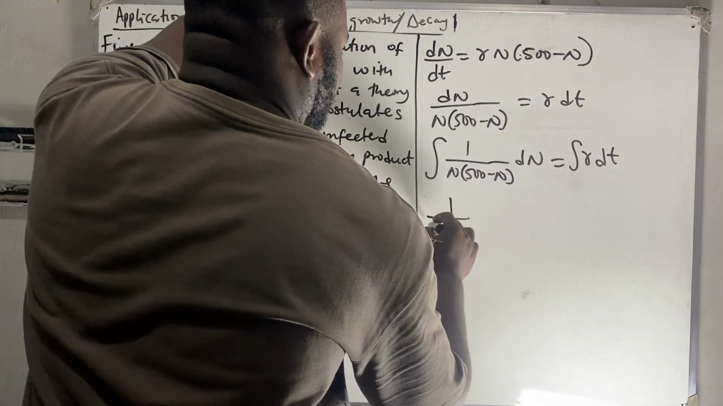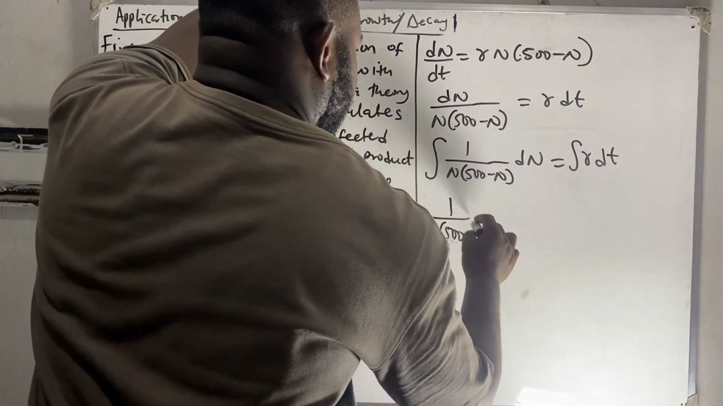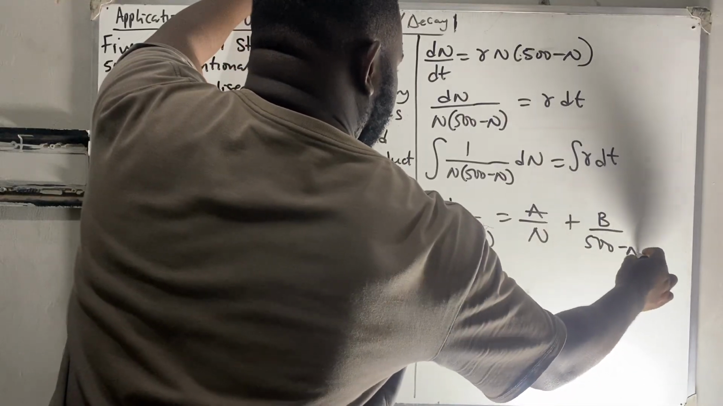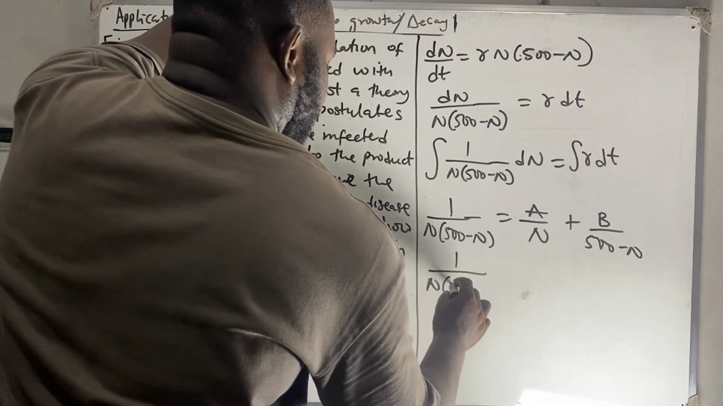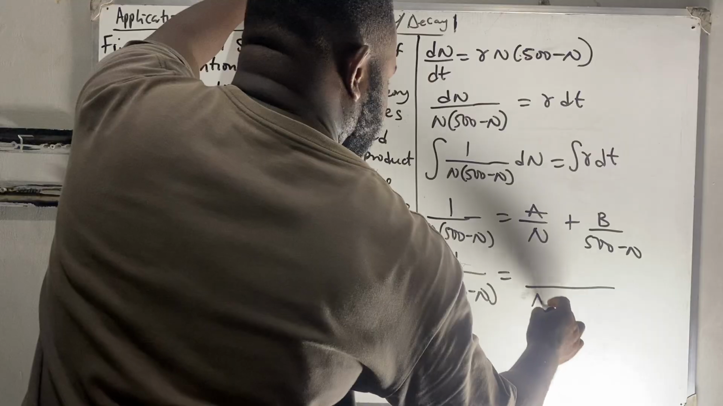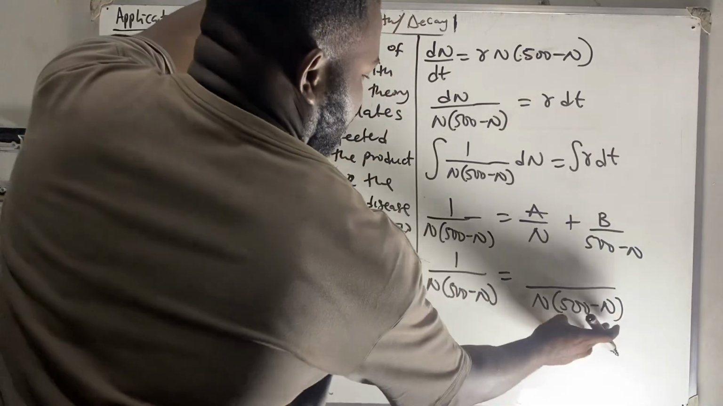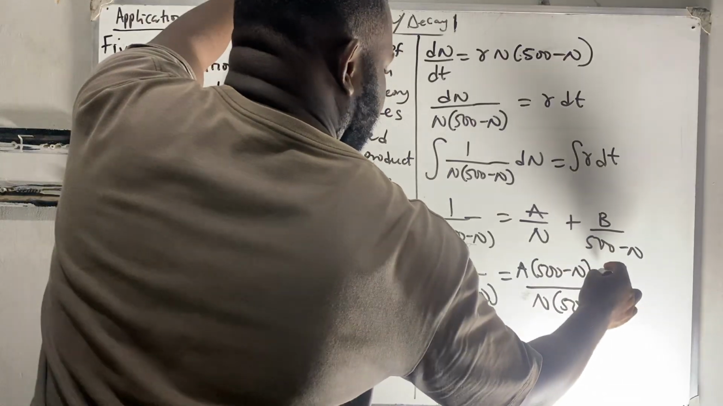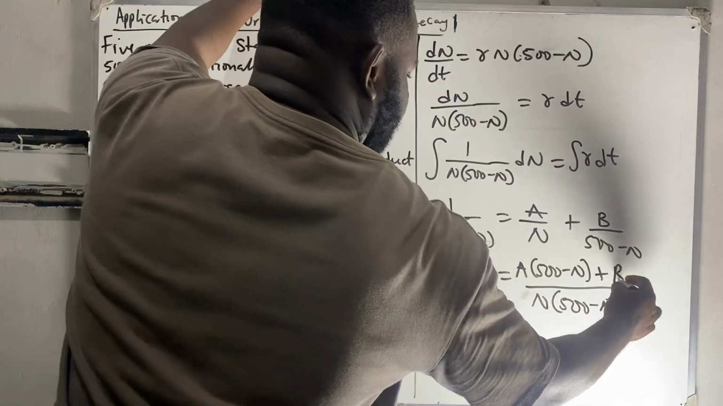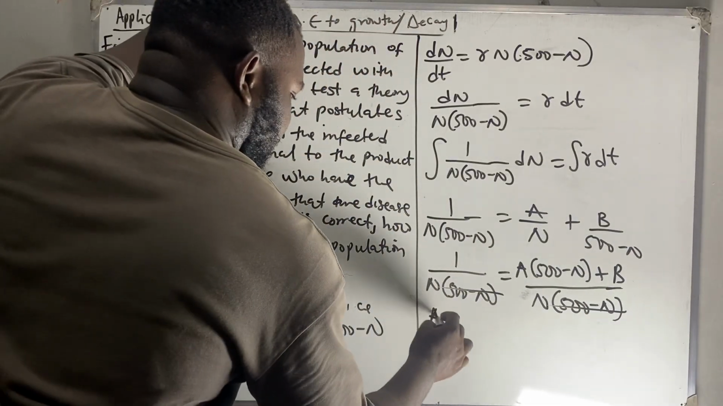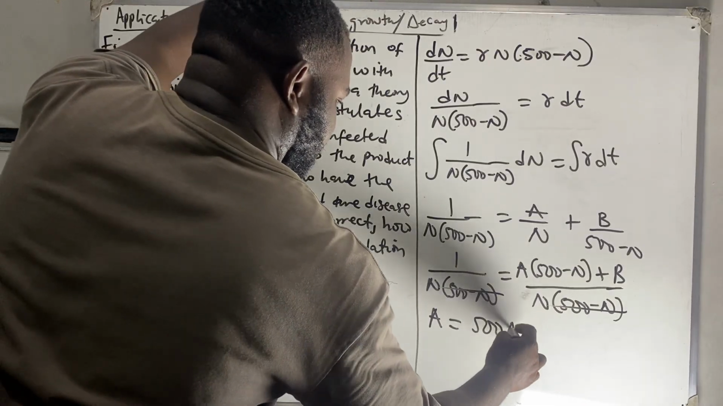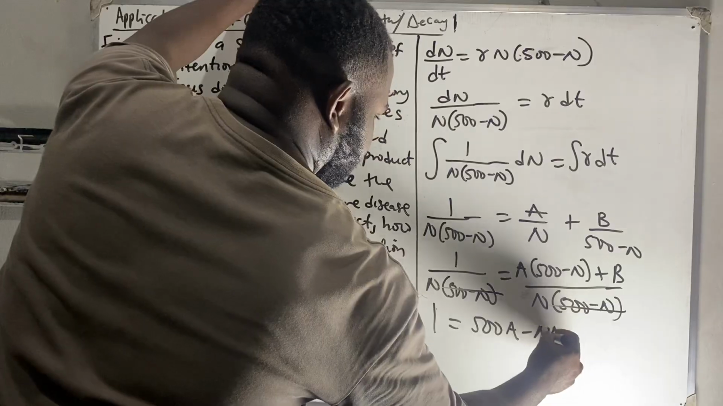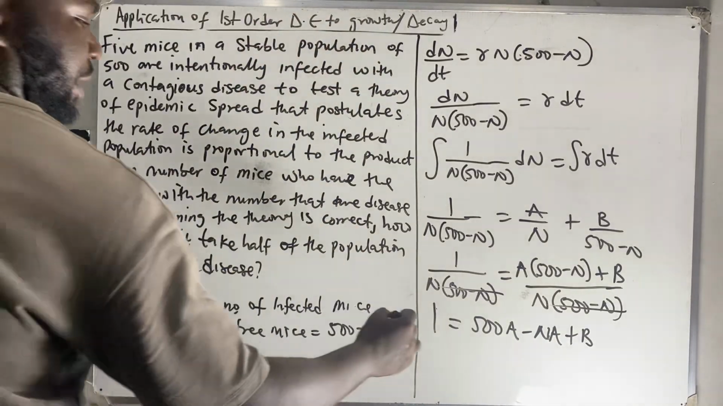If I apply partial fractions, I'm going to have that 1 over N into 500 minus N is equal to, let me say, A over N plus B over 500 minus N. The LCM here is still N into 500 minus N. When the both of them divide this, I'm having 500 minus N times A, then plus, when the both of them divide this is 1, 1 times B is B. So this times this gives you 500A, this times this gives you NA, then plus B. If you compare the left hand side with the right hand side, you see that those that has N.